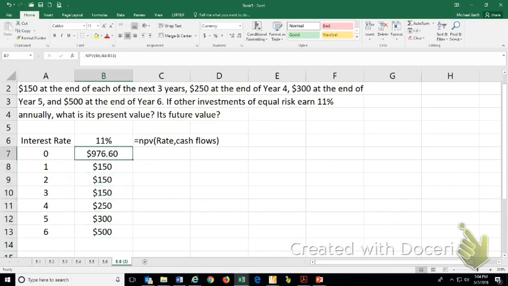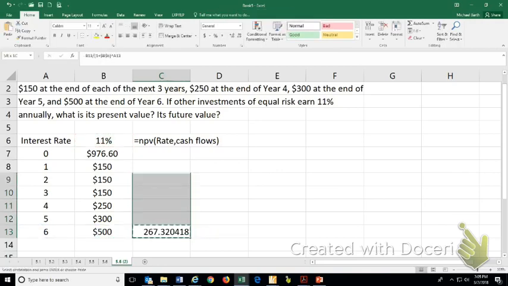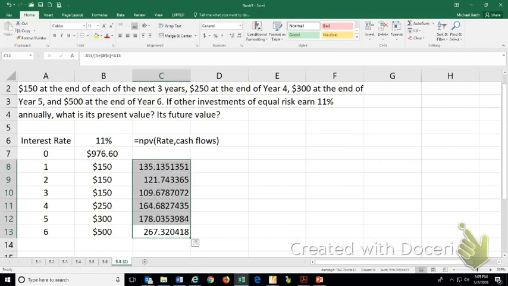That's only worth $976.60 today, because the present value of $500 to be received 6 years from now is not $500. In fact, we could take the present value of each of these, divided by 1 plus the interest rate raised to the 6th power, and get the present value of each of these cash flows.